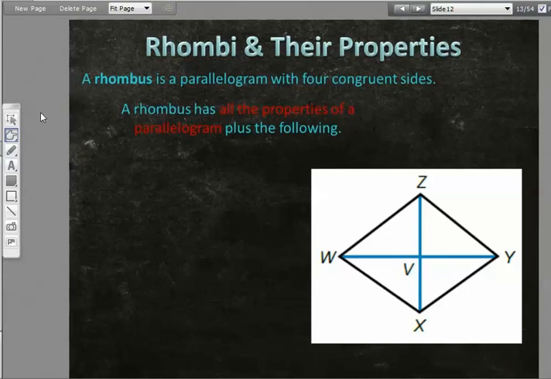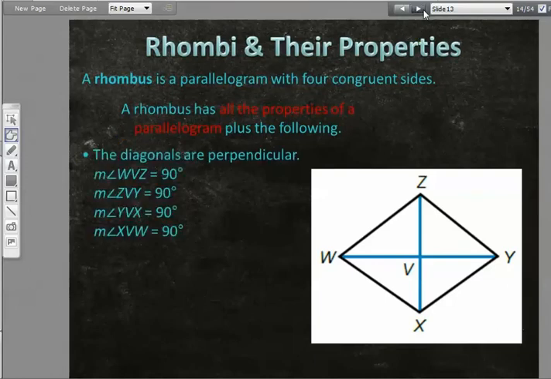Let's look at rhombi. A rhombus is a parallelogram with 4 congruent sides. Okay, so you think a square is also a parallelogram with 4 congruent sides, but there's something that makes a rhombus different. Of course, it has all the properties of a parallelogram that we learned earlier, plus this one. The diagonals are perpendicular, always. So if we wanted to say that that was perpendicular, we could come add the little square right there. And then we would know that all 4 of those angles there are 90-degree angles, and that's what I've listed right here.